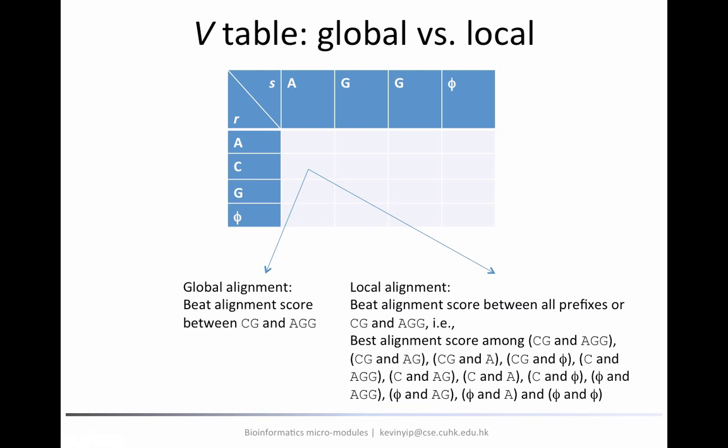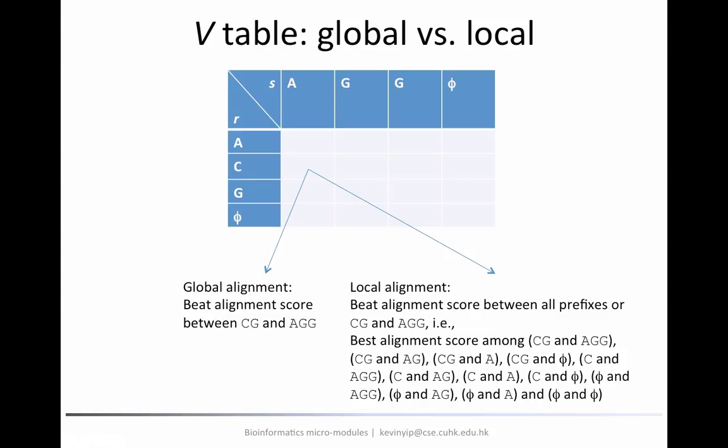In the case of local alignment, we not only consider this one single subproblem, but also other subproblems that are formed by taking the prefix of these two suffixes. For example, we can have CG with AGG, CG with AG by cutting out the last character G, CG with A by cutting out the two Gs, CG with an empty string, C with AGG, and so on. There are many different subproblems. So this one single cell actually compares all these subproblems. For each one, we get the optimal score, and then we compare all these scores and put down only the one with the highest number.